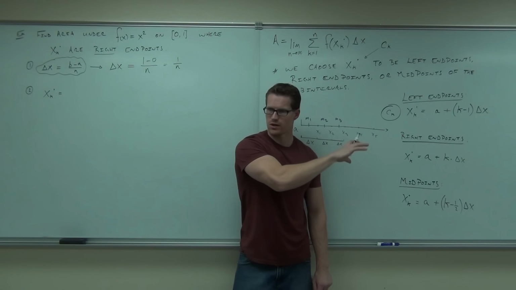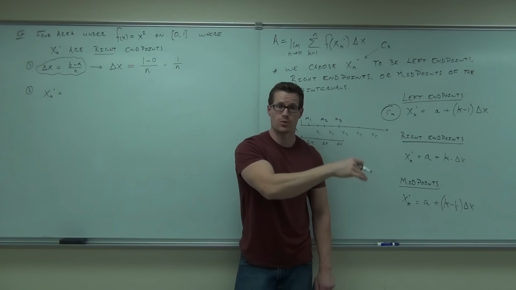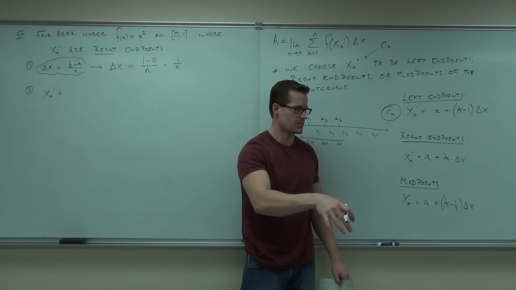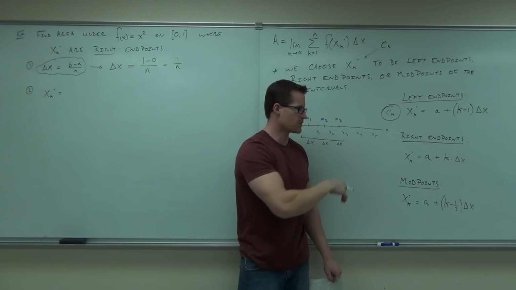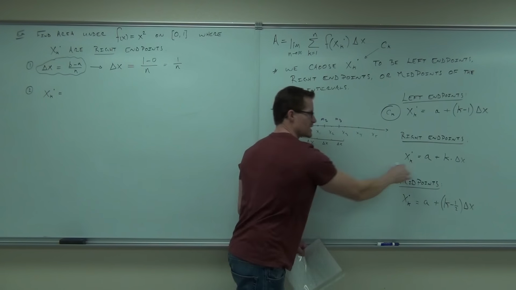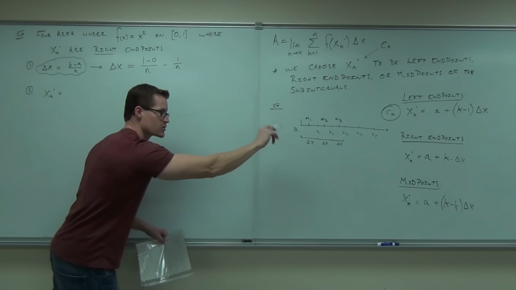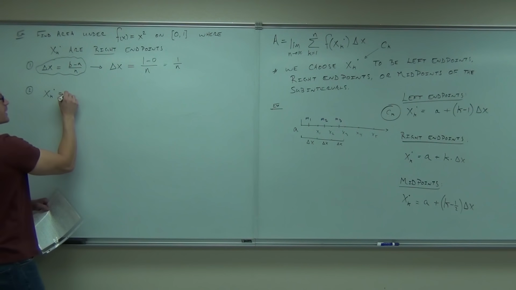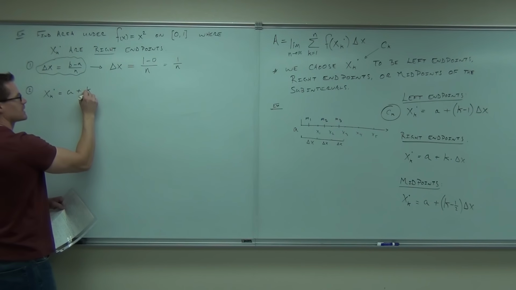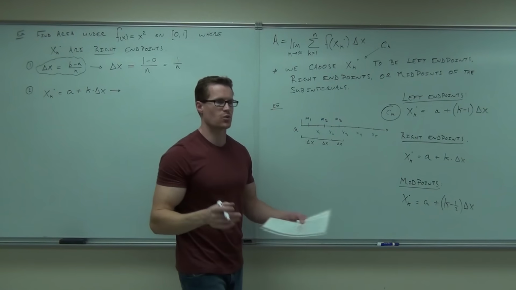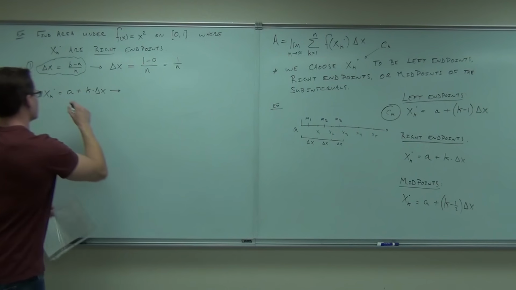So you'd go over here. You'd find which one is appropriate for you based on what the problem is telling you to do. Sometimes in your book you'll get mid, sometimes left. In this case I'm giving you right. So we're going to do this exact same thing. In our case, because we're right endpoints, we've got A plus k delta x. By the way, this order is non-negotiable. You have to go in this order. You'll see why right now.